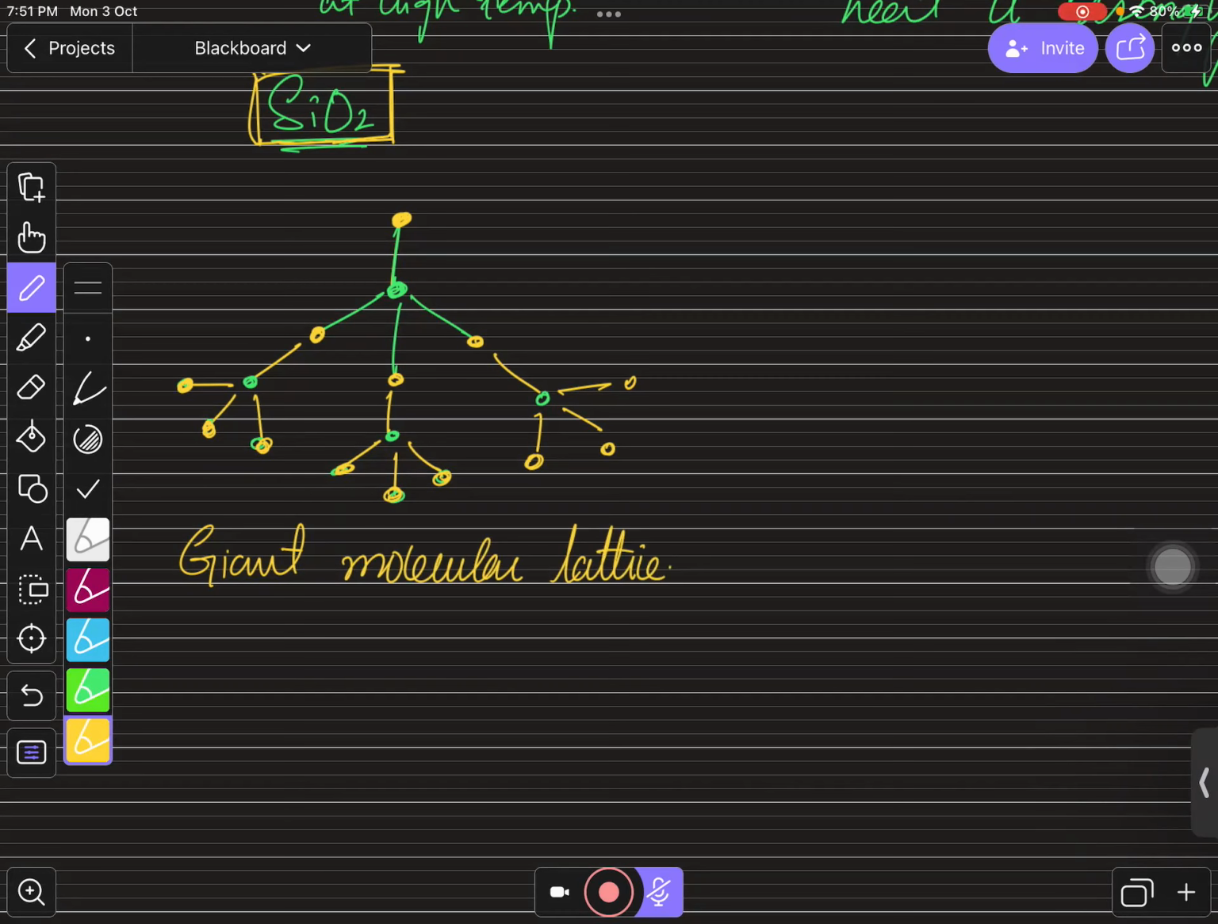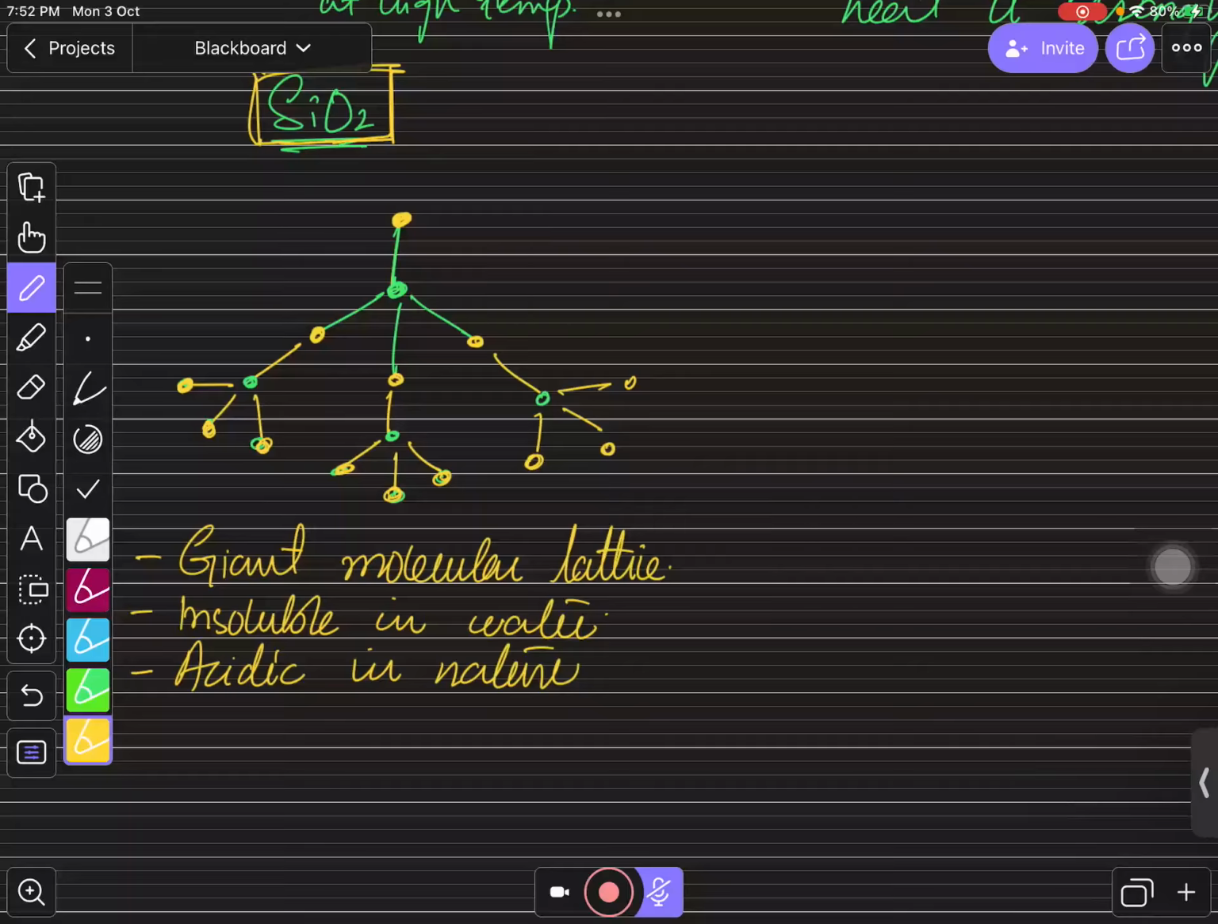And it cannot dissolve in water, it is insoluble in water. We know that sand is insoluble in water, right? And if you talk about nature, sand is actually acidic in nature, right? So you can even write this over here as well. And as it is acidic, it can react with metal oxides, right? It can react with bases or metal oxides.